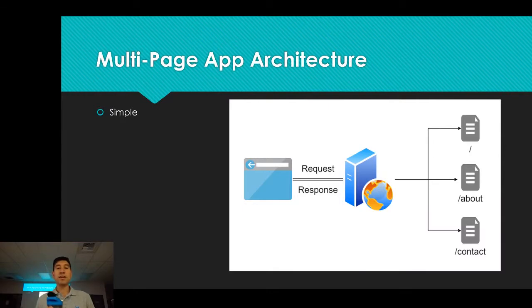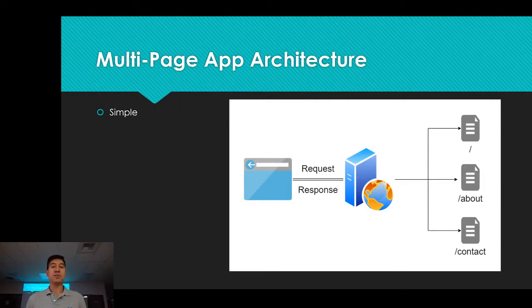So how does a multi-page app actually work? At the most basic level, you have a browser, you have a server, and somewhere on that server, there are different HTML web pages. The browser will make a request to the server. The server will read the URL, grab that file and return it back to the browser. Then the browser will display that to the end user.